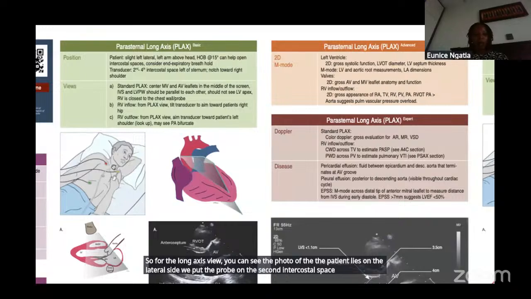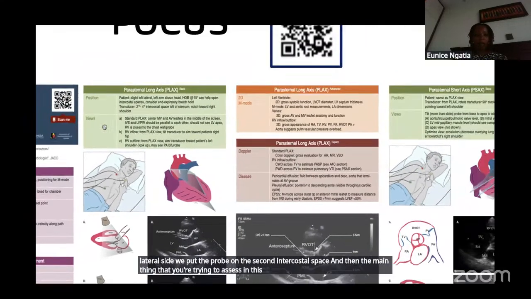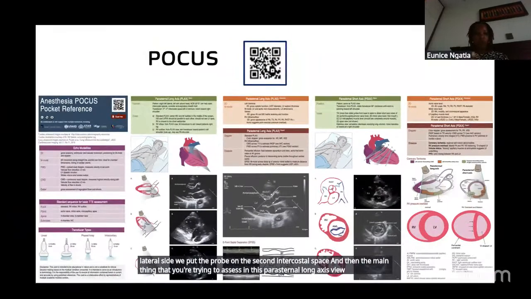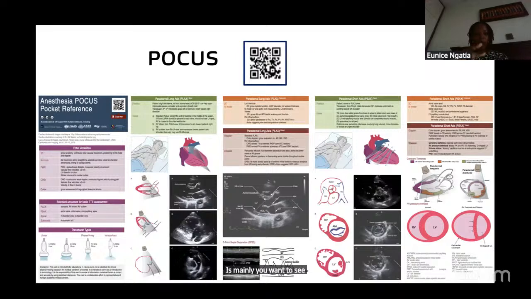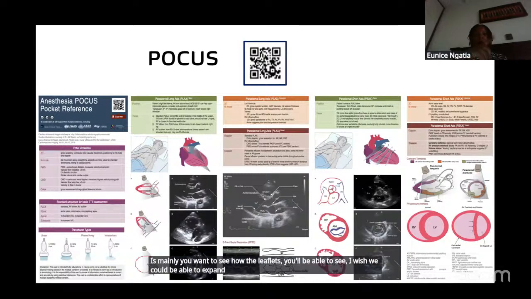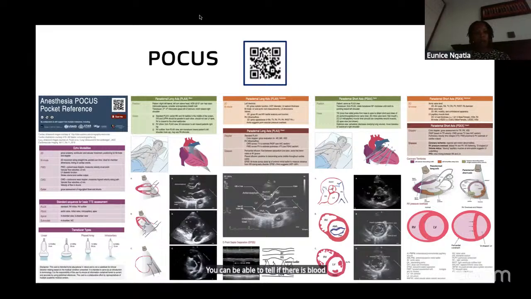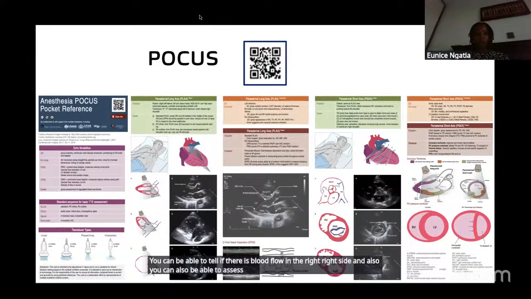The main thing that you're trying to assess in this parasternal long axis view is mainly the leaflets. I wish we could expand it. You'll be able to tell how the right ventricle outflow tract is looking. You can tell if there is blood flow in the right side, and you can also assess your pulmonary flow.